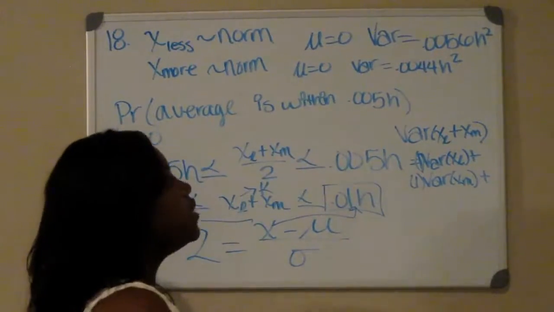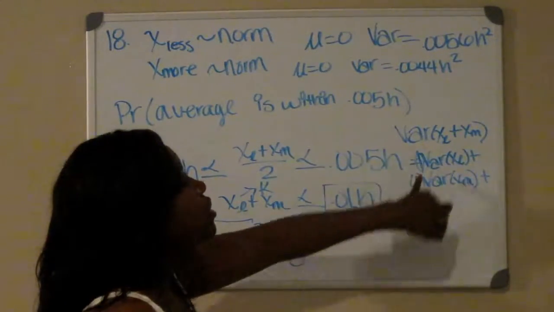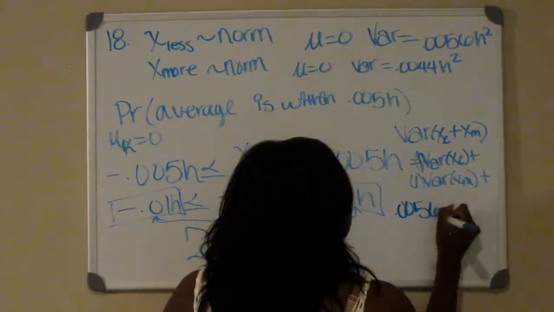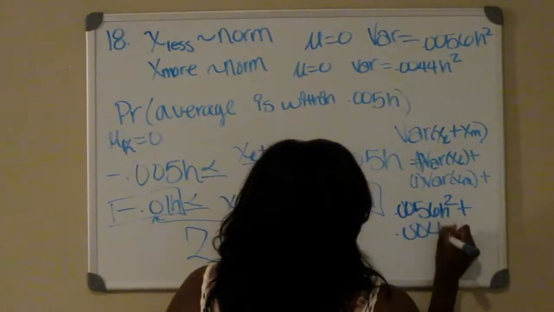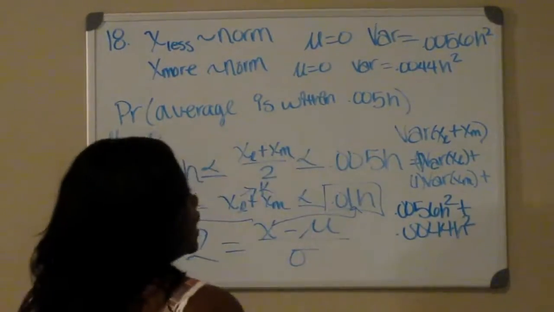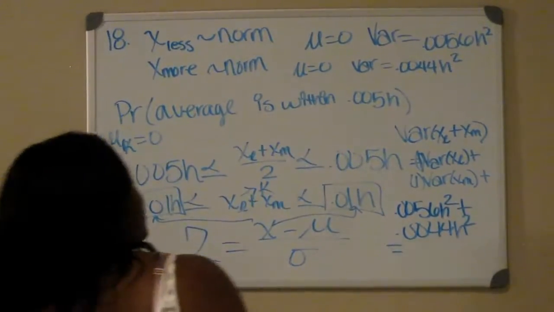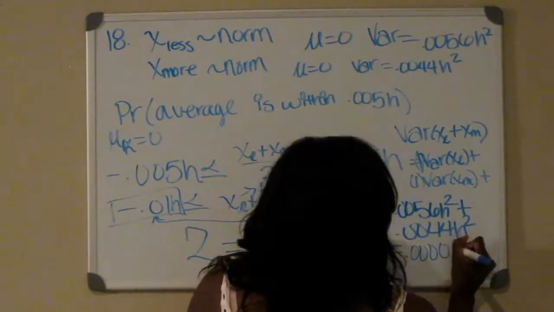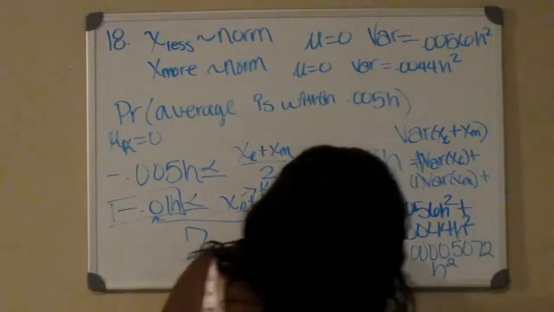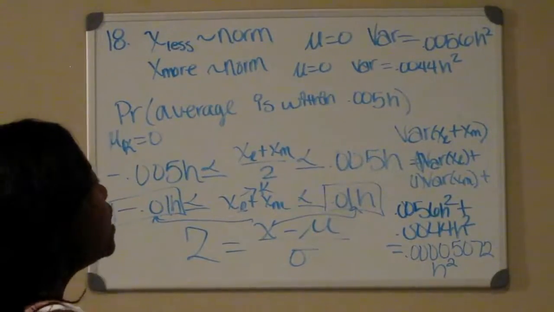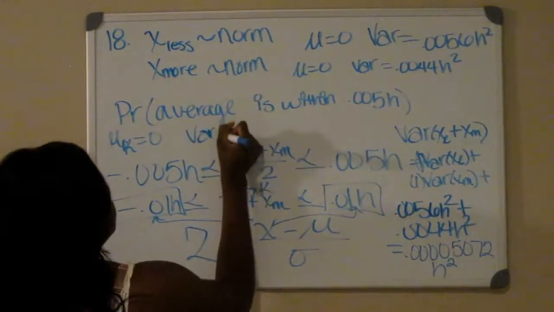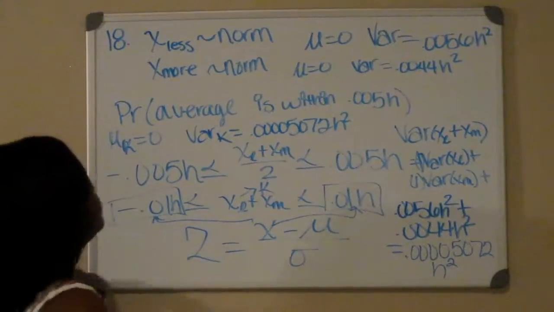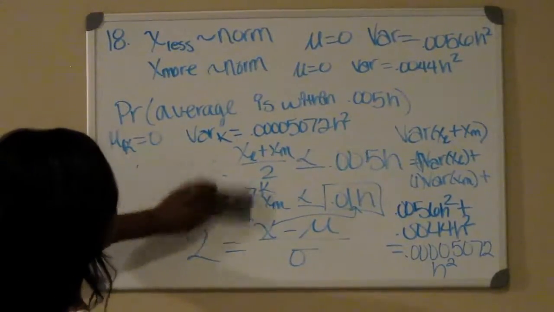Okay? So basically we're saying var XL plus XM is equal to the var of XL plus the var of XM, which is 0.00568 squared plus 0.0044h squared. Okay? And that is equal to some really long number. Alright. 0.1234507h squared. Alright. Now that we have everything we need, after much talking, 0.12345072h squared. We're ready to do this little z substitution thing.